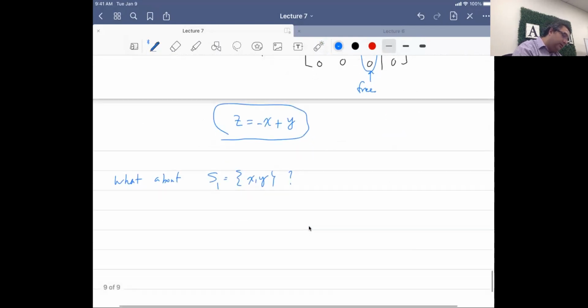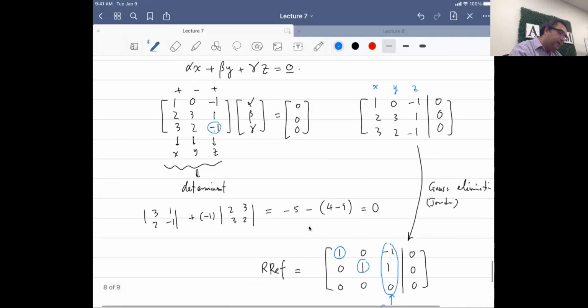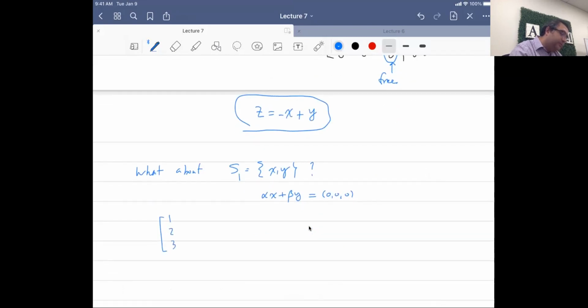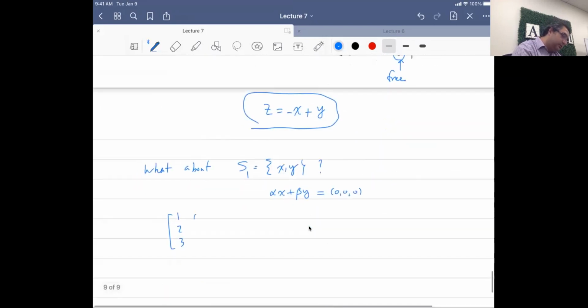So then you're thinking about alpha X plus beta Y, making it equal to 0, 0, 0. This time you get the augmented matrix X, which is 1, 2, 3, right? So it's like dropping one column, right? 0, 3, 2. And you don't have that third column, but you have augmented the 0.